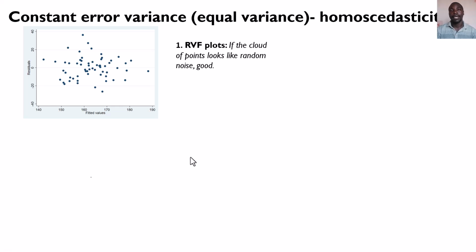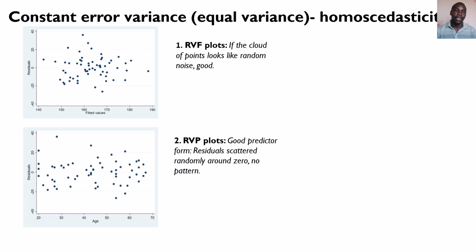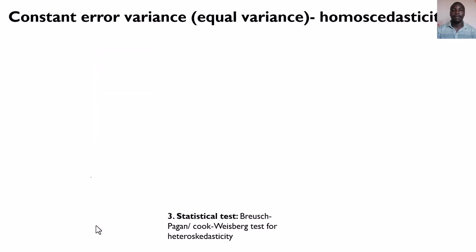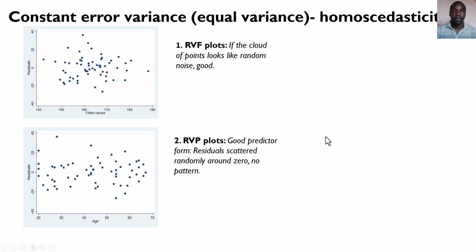Another way of testing for equivariance is using the residual versus predictor plots, which are basically plots of residuals from the linear regression model and each independent variable one at a time. Then we also have the statistical test, the Breusch-Pagan Cook-Weisberg test for heteroskedasticity. So we are going to first run the residual versus fitted plots and the residual versus predictor plots because they are found within the same dialog box in STATA. We shall come to interpretation.